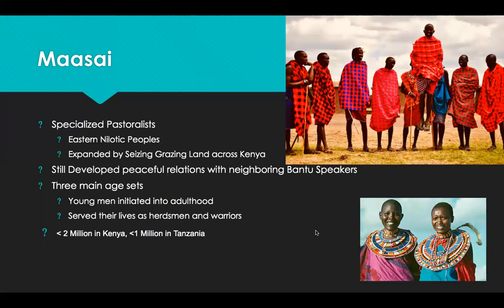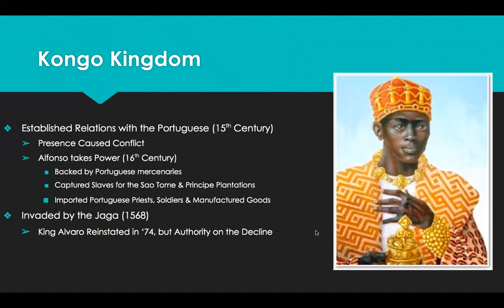I think we've spoken about the gentleman in this picture before, whose name is King Alfonso I. We have spoken about him before, and as I talk a little more about this, maybe he will come back to you. So in the 1480s, the Portuguese arrived off the coast of West Central Africa near the mouth of the Congo River.